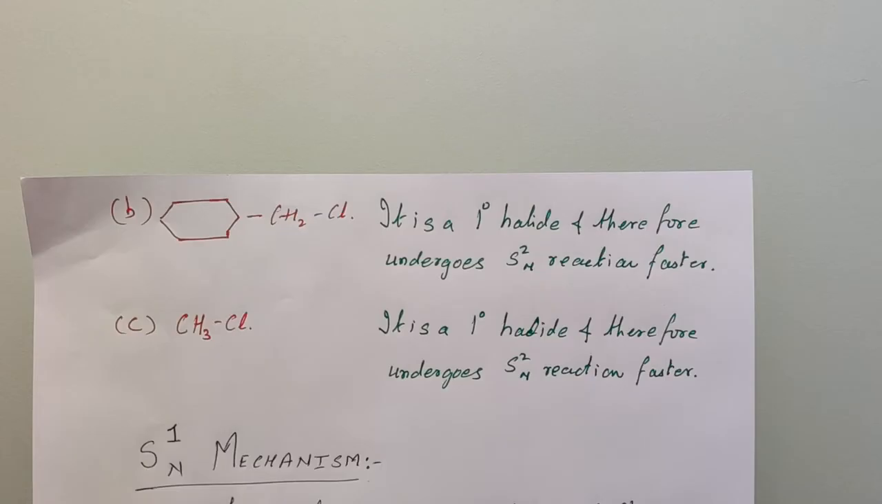Alright, and these are the answers to the next questions, students. As you can see in the B part, the first option will give you a primary halide, and therefore it undergoes Sn2 reaction faster. And in the third one, it was really very clear between a tert and a primary group. A primary halide will undergo Sn2 reaction faster. And as you can see, we have Sn1 mechanism coming further. So keep up the spirits, and let's meet in the next video.